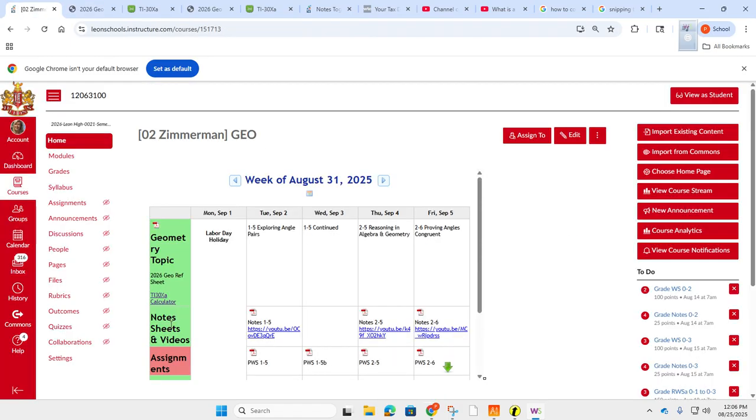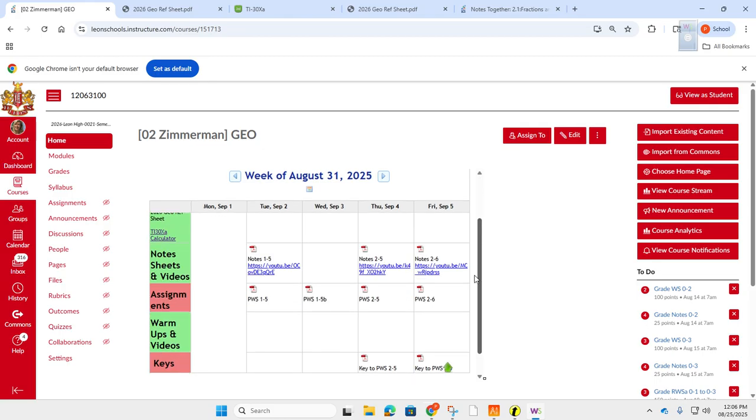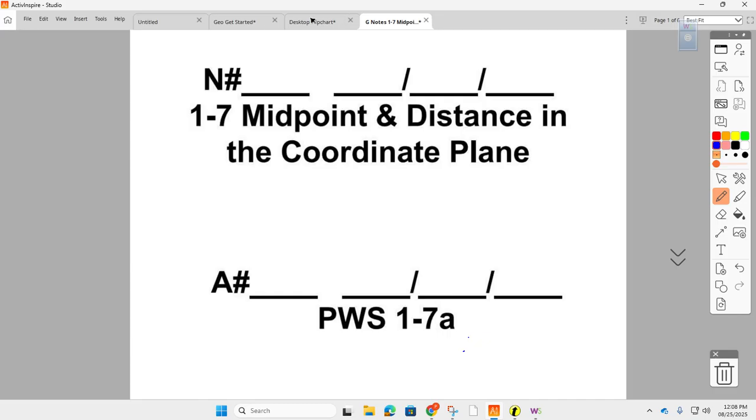So anytime you need the reference sheet or formulas, you can come here to the home page, and anytime you need the calculator, you can come to that link on the home page too. And I'm actually going to use that today in class. Okay, so we're going to go ahead and get started.